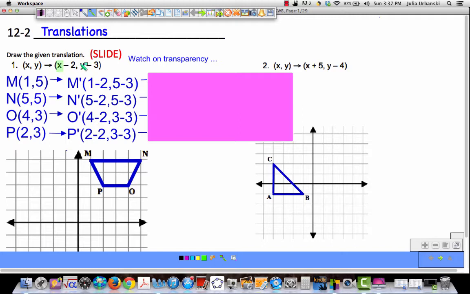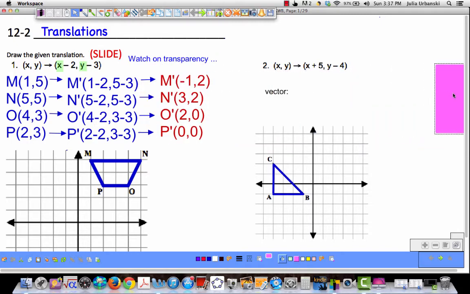Take whatever your x is, do minus 2. Take whatever your y is and do minus 3. And these are the values that I came up with. Now all you have to do is simplify. 1 minus 2 is negative 1. 5 minus 3 is 2. So your brand new ordered pair comes from that. You have negative 1 and 2.